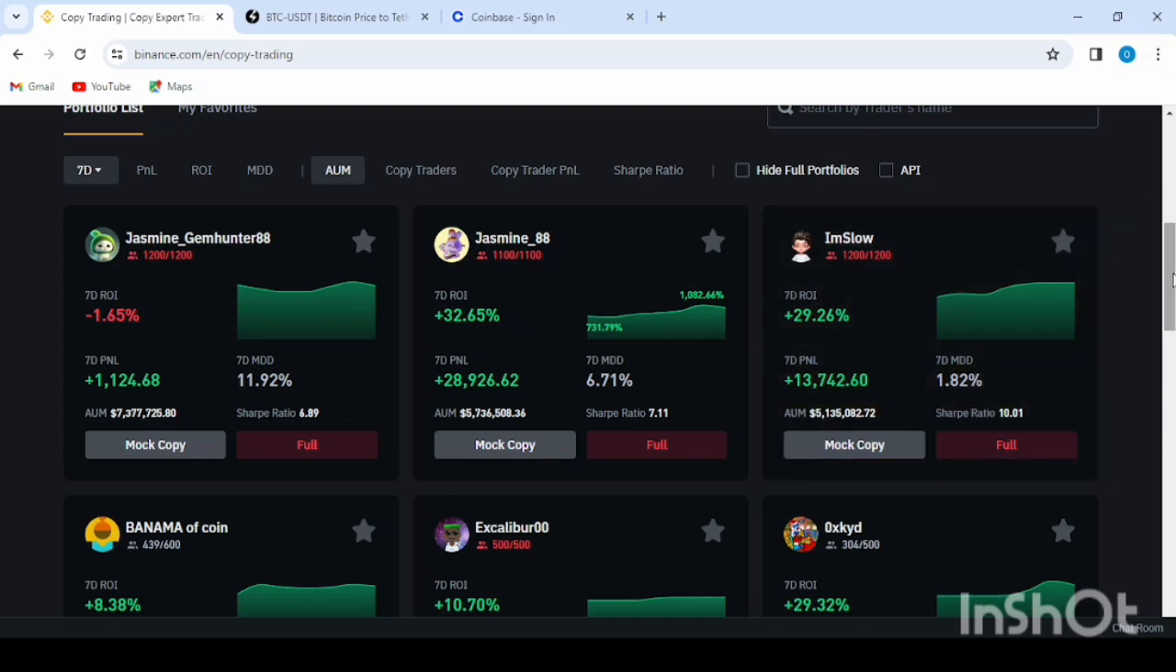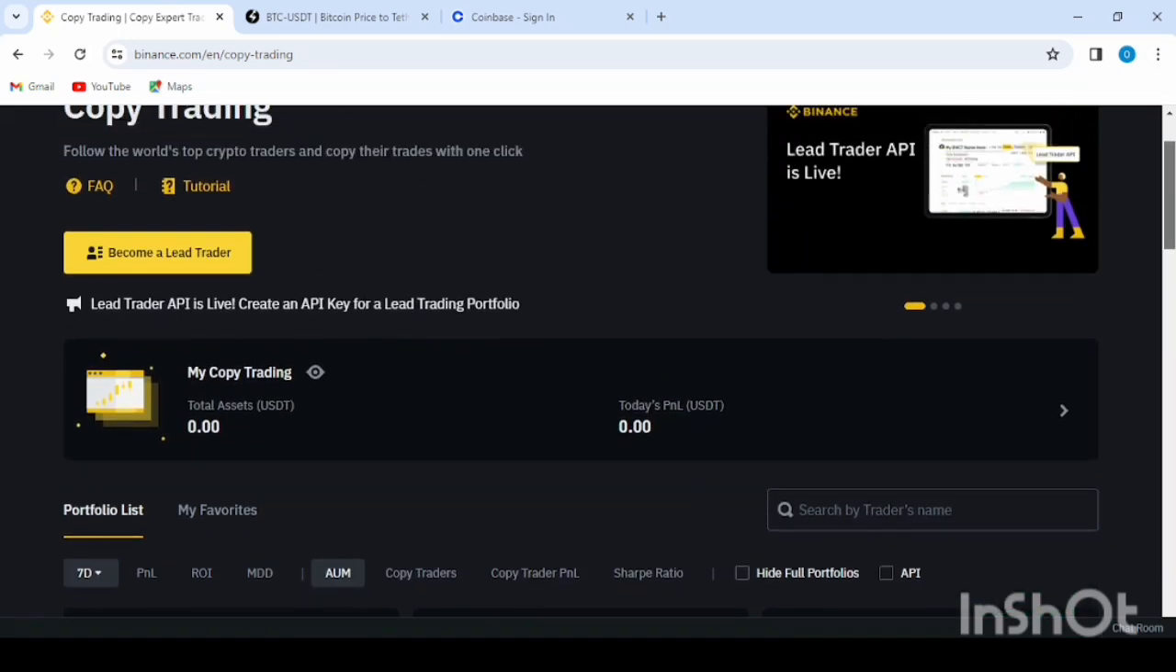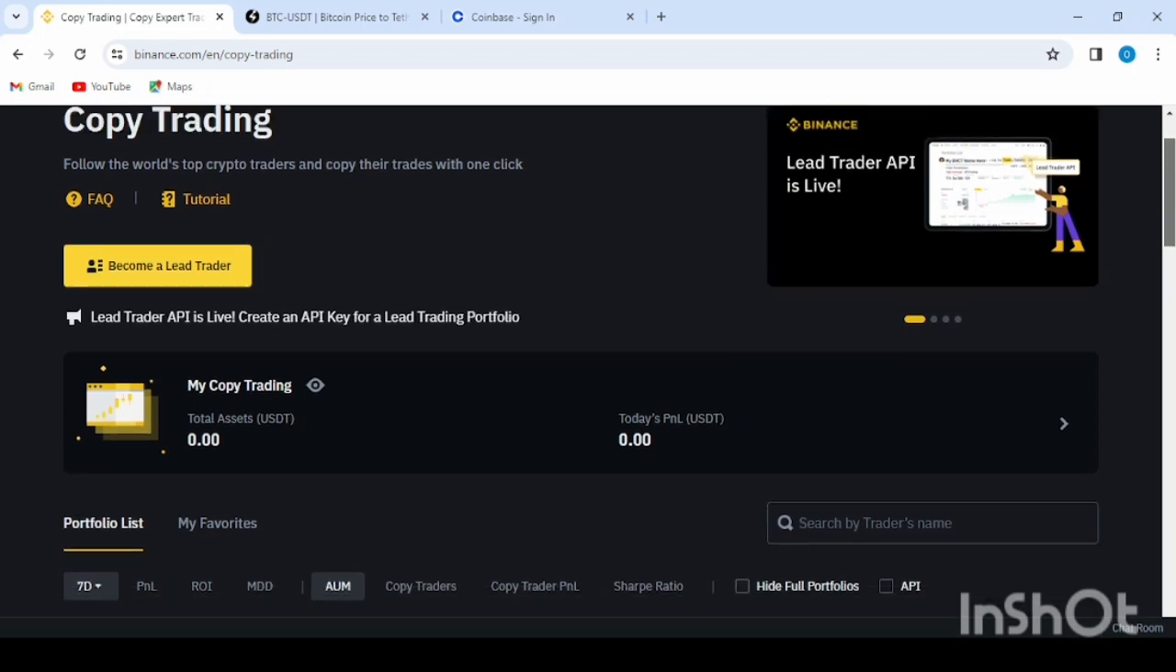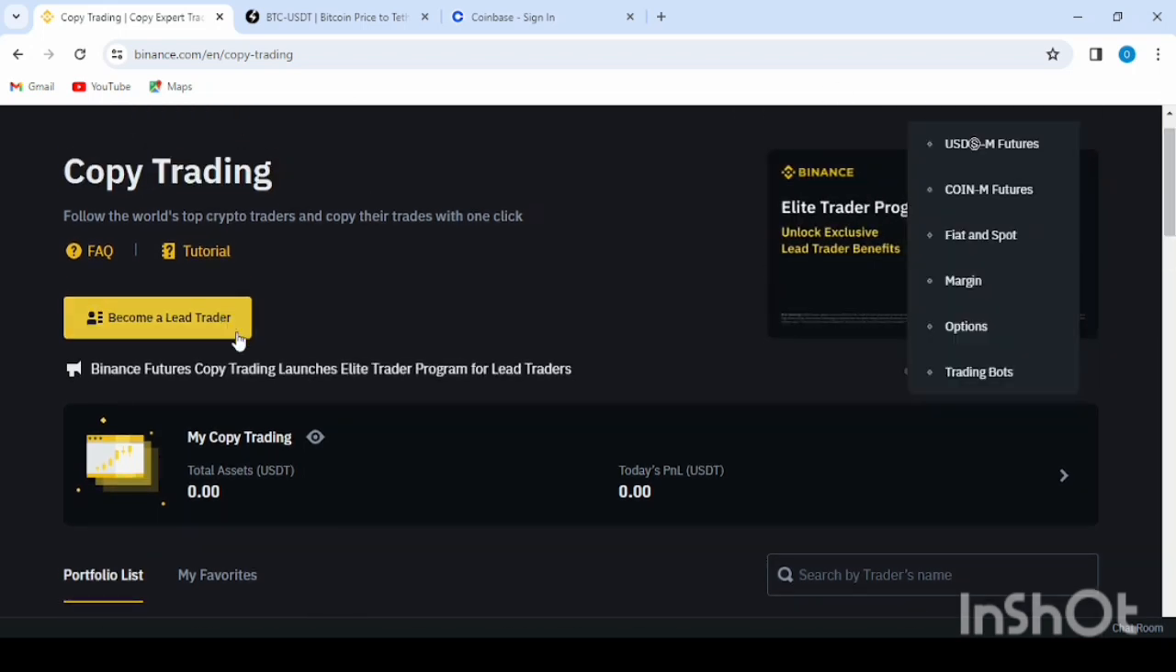Okay, now that we have understood the analysis, the next thing we're going to be doing is that we can start to copy our trade. Now look at this place, they wrote to become a leader.